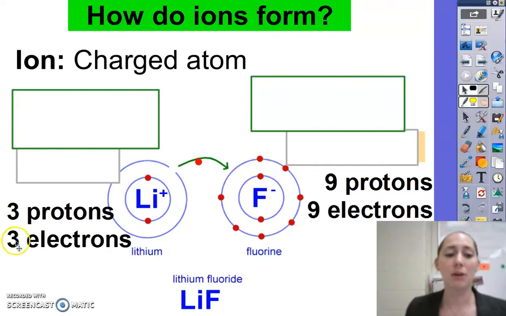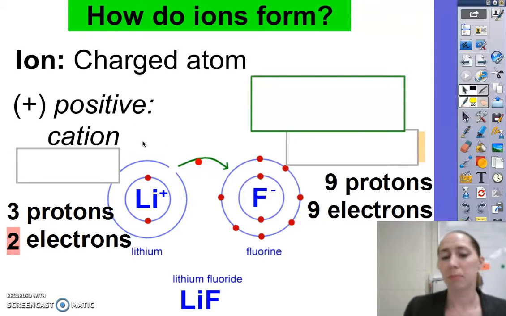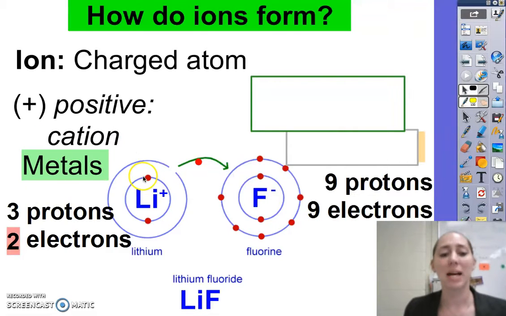This means that now instead of 3 electrons, it has 2. So lithium has 1 extra positive proton, which gives it a positive 1 charge. This means it's a positive ion, meaning a cation, like meow. They're often formed by metals.